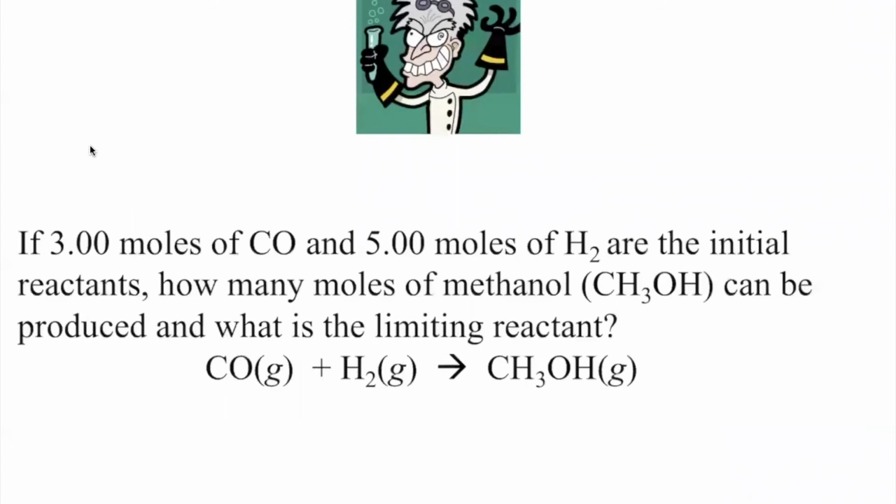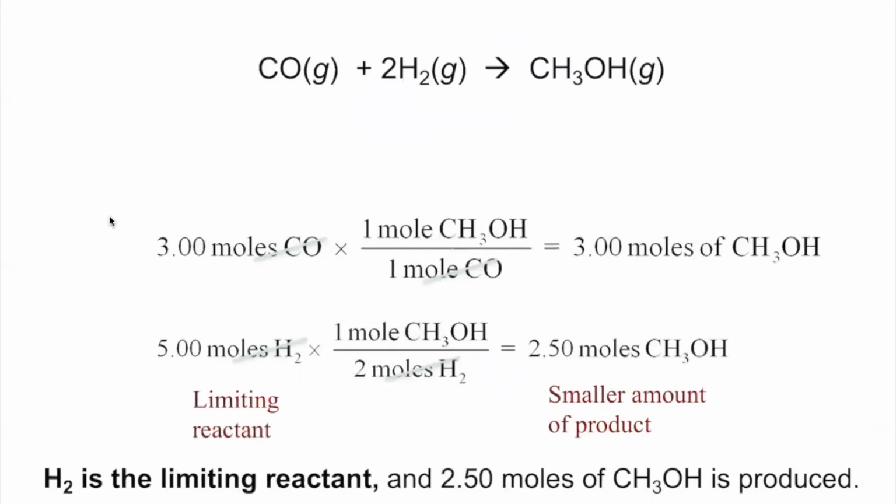Here's another question for you to try on your own. Always be sure your equation is balanced. This question is just asking how many moles, so you don't even have to go to grams. They just want to know how many moles of methanol you're going to be able to produce. Here's your answer. So the limiting reactant is going to be hydrogen because it gave you less product. Notice that for this to work, you need to make sure your equation is balanced. If your equation is not balanced, you're not going to have accurate results.